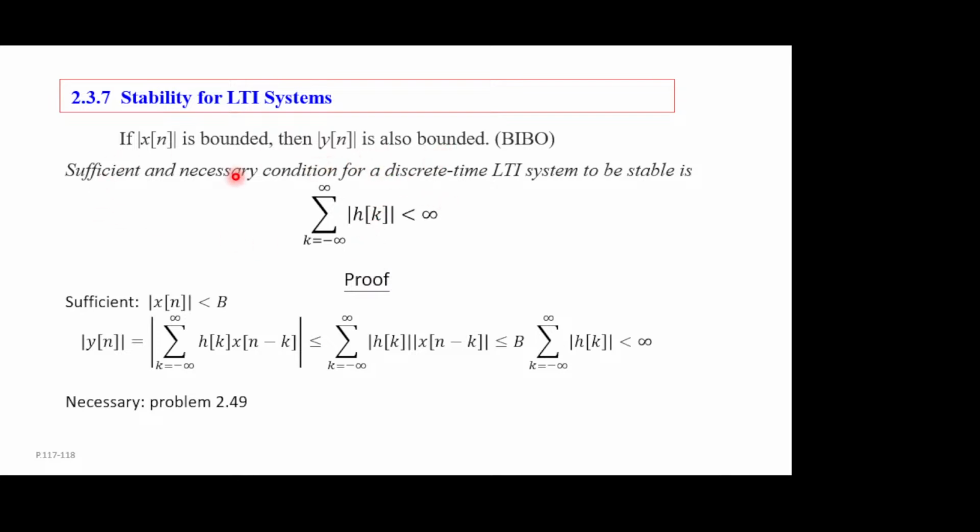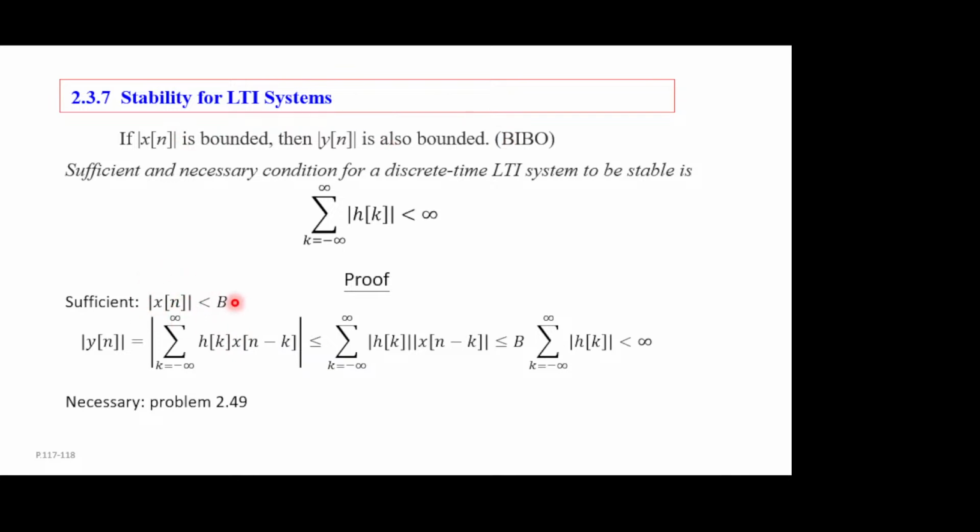Okay, so the reminder: we want stable, which means bounded input gives bounded output. The proof is an if-and-only-if condition, so it has two parts. First, we want to show this condition is sufficient: if you have this condition, then your system is stable. So we try to verify this bounded input, bounded output property.